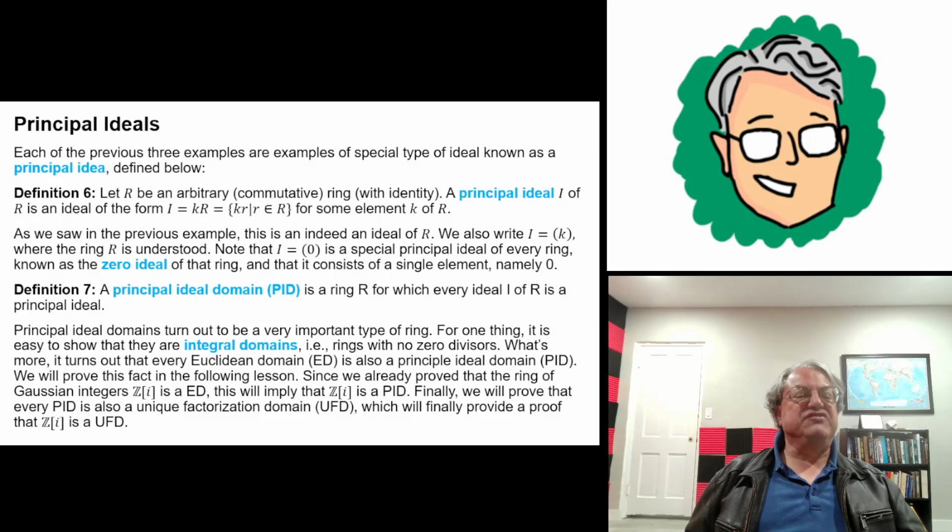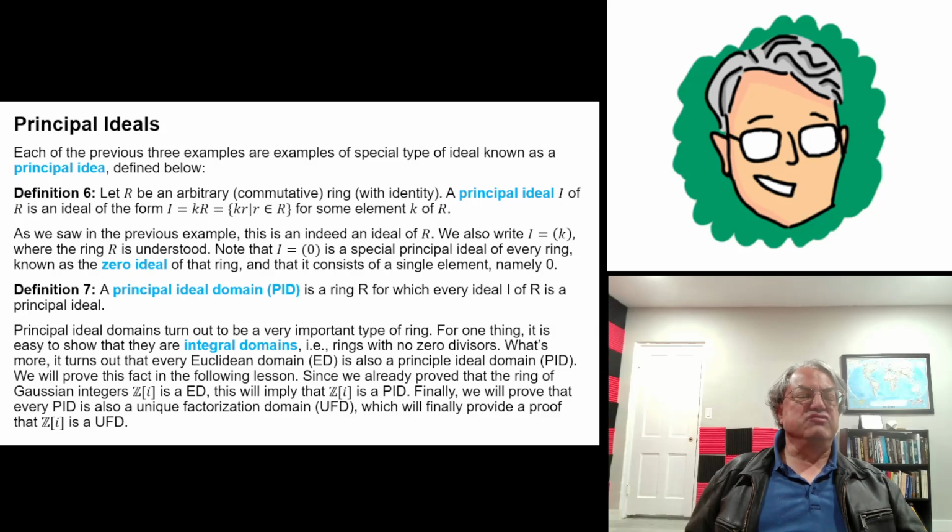And now there's one last definition I'm going to give here: principal ideal domain, abbreviated as a PID. A principal ideal domain is a special type of ring R such that every ideal of R is a principal ideal. Not every ring, not even every commutative ring with identity, has this property. We will look at some rings that are not principal ideal domains.